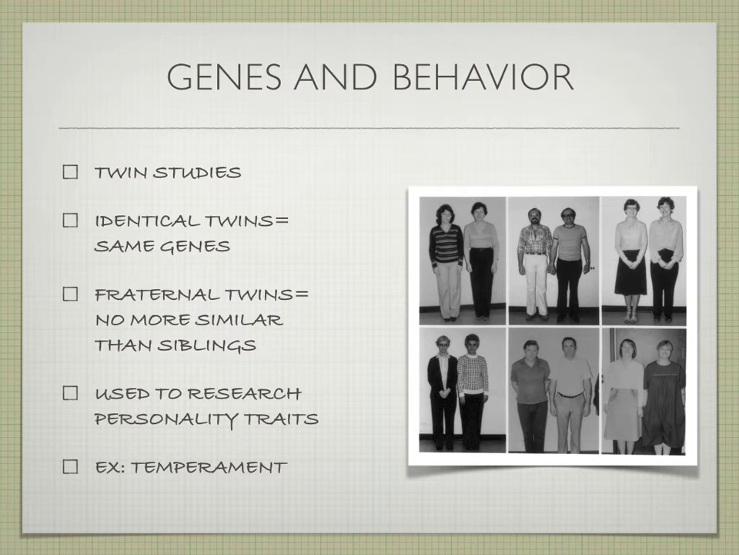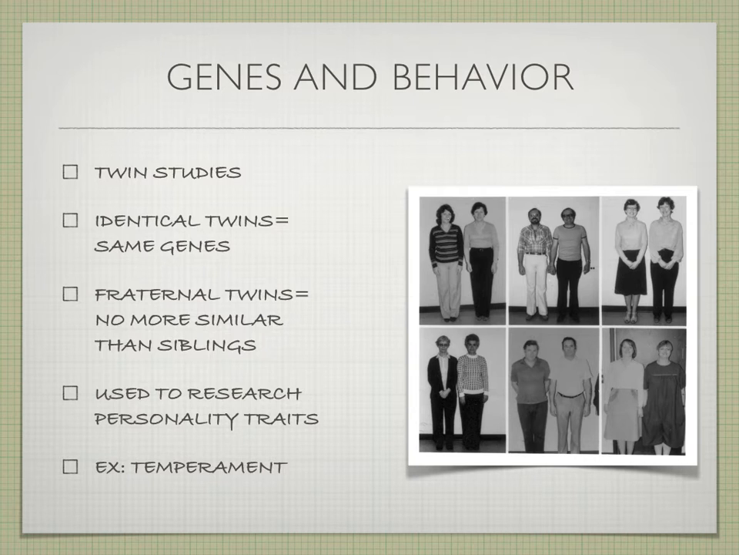If monozygotic twins are more similar in something than dizygotic twins are, we're going to say that that is because of genes. Whereas if dizygotic twins and monozygotic twins have the same level of similarity in something, we're going to say that's because of the environment or because of an interaction between the genes and the environment.